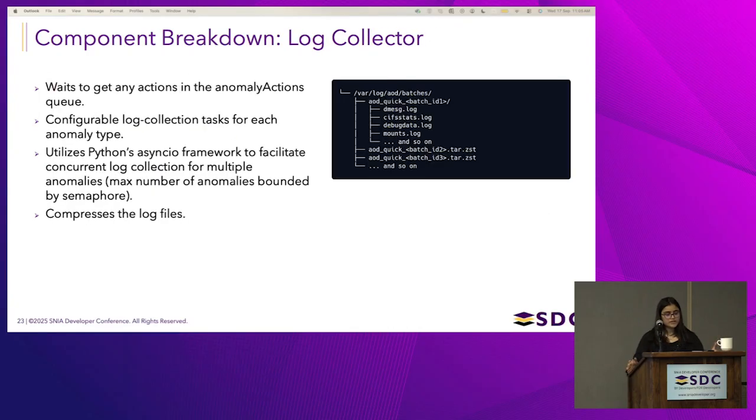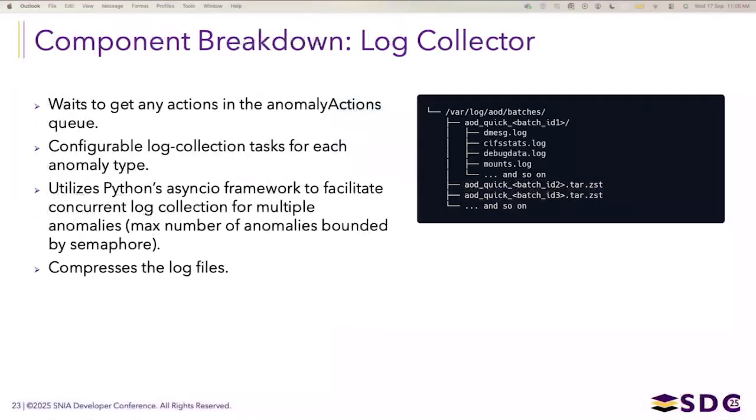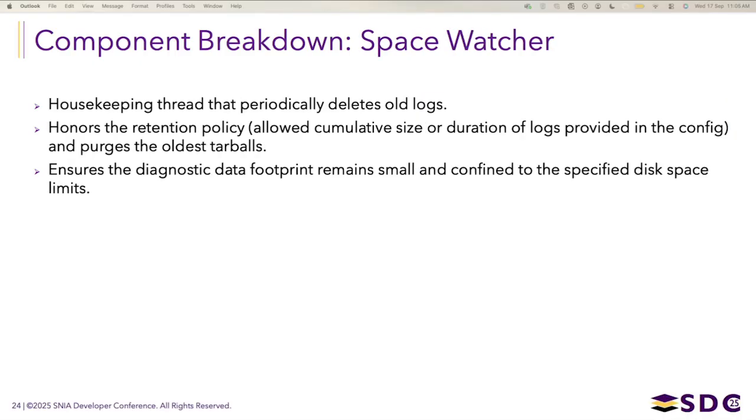Now, log collector is waiting on the anomaly action queue. As soon as it gets any events in the anomaly action queue, it utilizes Python's async IO framework so that we can concurrently start collecting logs for multiple anomalies at a time. And all of these are bounded by a semaphore so that we do not end up spawning multiple child processes and threads for log collection. So after the log collection is done, we compress these files. And this is how the directory structure is going to look.